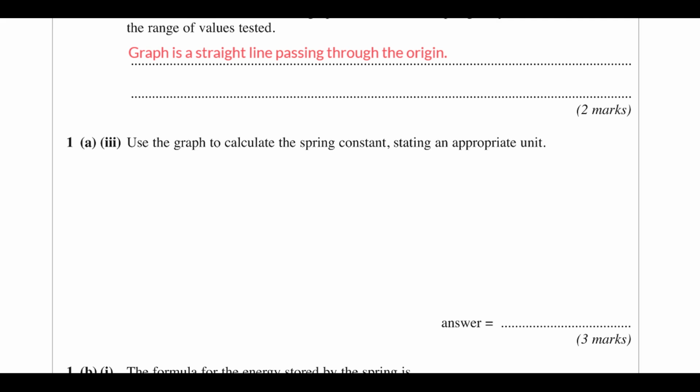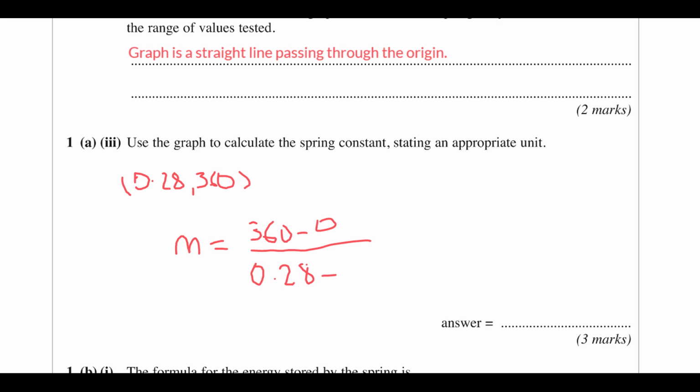Okay, so quite a nice point that it goes to is 0.28, 360. So I'm going to use that point as one of the coordinates and 0, 0 is the other. So the gradient is going to be change in y, so 360 minus 0, over change in x, so 0.28 minus 0, and that gives us a gradient of 1285, so that's going to be 1.3 times 10 to the 3 newtons per meter. To two significant figures, which would seem appropriate given that all your x values are two significant figures there. So that is your spring constant.